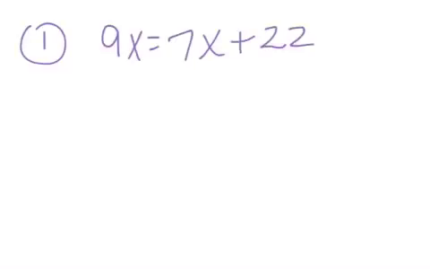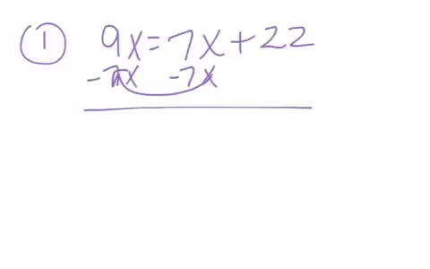All right, number 1. Now remember, you cannot combine x's if they're on opposite sides of your equal sign. I'm going to bring all my x's to that side, so I'm going to do a negative 7x on both sides. Now there's no more addition signs with positives and negatives, so the only thing I can do is the inverse of multiply, which is divide.